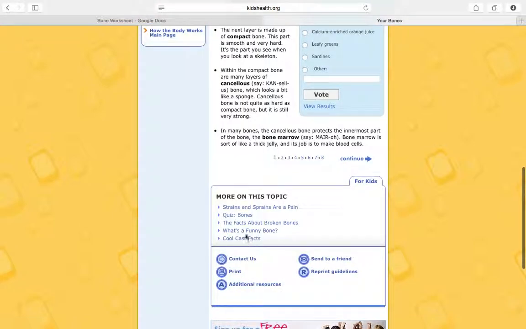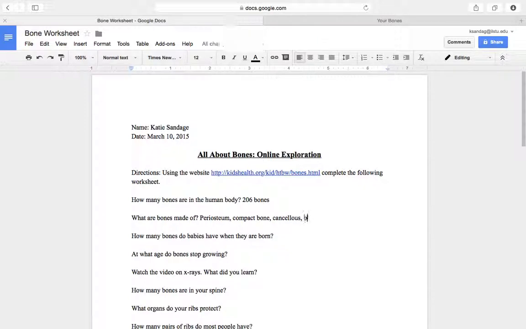And now my last bullet point: in many bones, the cancellous bone protects the innermost part of the bone, the bone marrow. Bone marrow is sort of like a thick jelly, and its job is to make blood cells. So I'm going to add that.